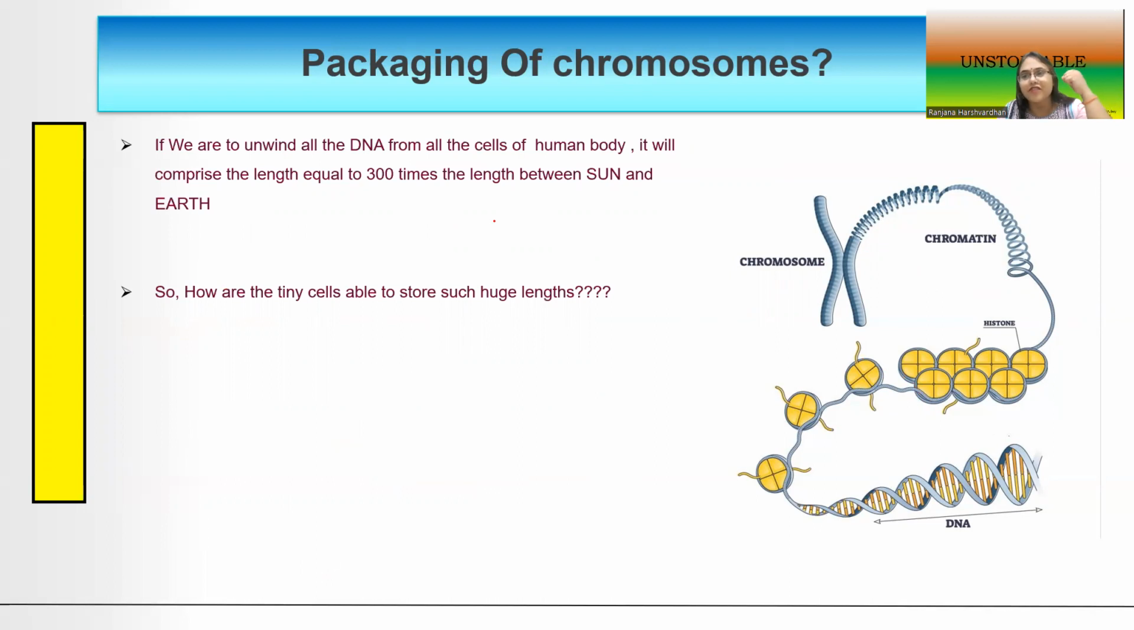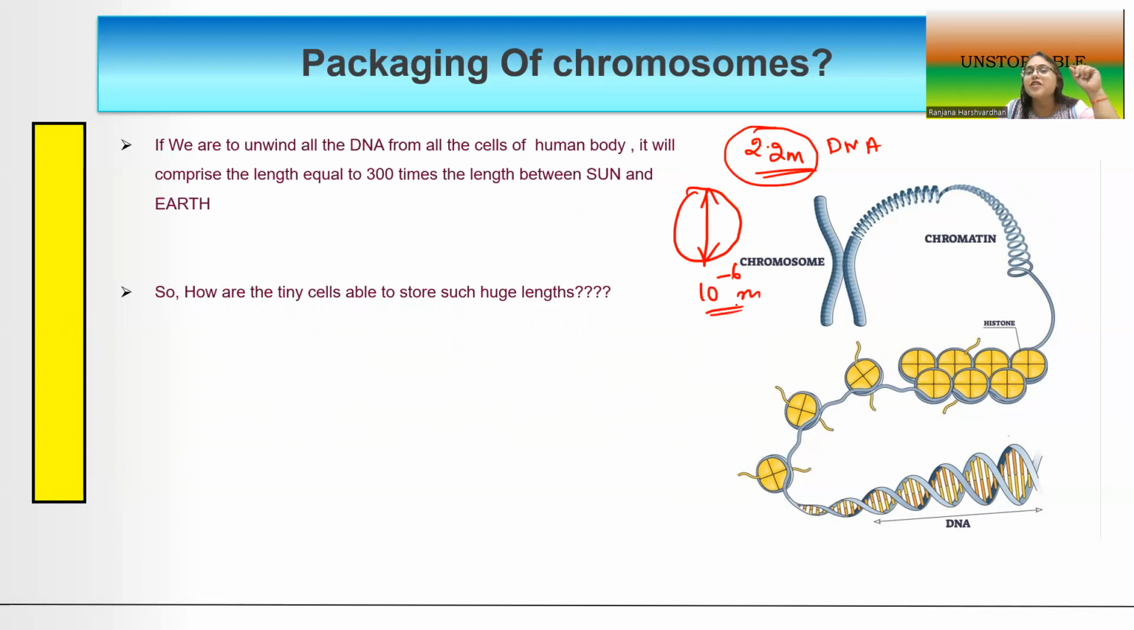Now, the purpose of this particular class is that we want to see how this approximately 2.2 meters length of DNA, the chromatin material that is present in each cell, is able to get condensed in a structure called the cell, which has a diameter in the range of micrometers, that is 10 to the power minus 6 meters, a million times smaller than a meter.